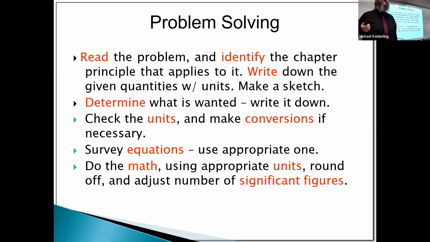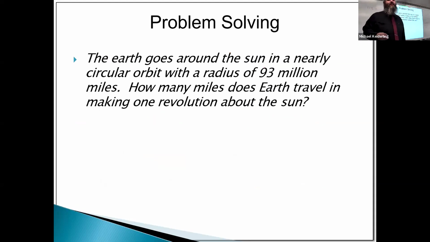Does this answer make sense? Is it like weirdly huge or weirdly little? Is it on the right sort of scale? So here's an example problem. The Earth goes around the sun in a nearly circular orbit with a radius of 93 million miles. So how many miles does Earth travel making one revolution around the sun?